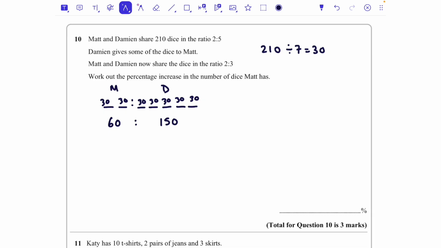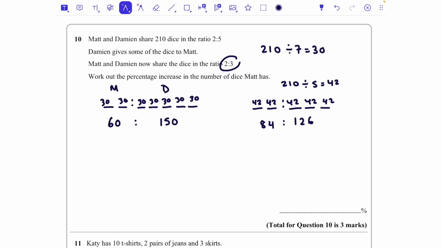And that means that Matt's going to go up, Damien's going to go down. And now they're in the ratio 2 to 3. But the number of dice hasn't changed. We've still got 210 dice. So I'm going to now take 210 and share it in the ratio 2 to 3. 210 divided by 5 is 42. So 42, 42, 42, 42, 42. So now we can see that Matt has 84, and 42 times 3, we can see that Damien has 126.